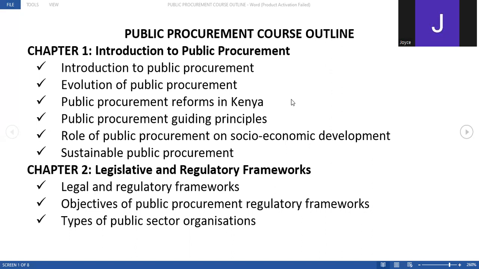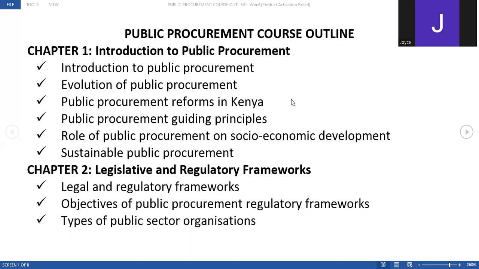And here we are talking about the legal and regulatory framework. These are some of the rules that guide practitioners when they are practicing public procurement. And this will take us through maybe the Constitution. We'll be able to understand the Constitution of Kenya and some of the articles that support public procurement. Then we shall also be looking at the objectives of the public procurement regulatory framework. What will the framework achieve at the end of the day? We shall be able to talk about that.